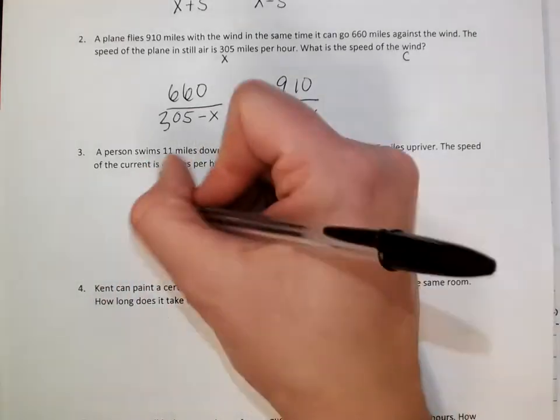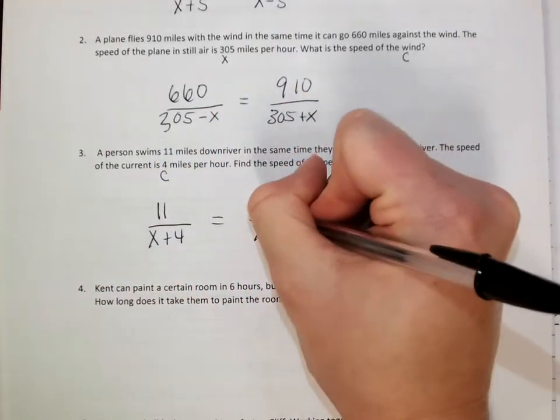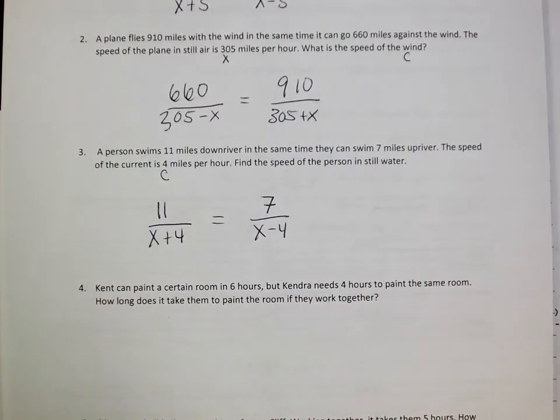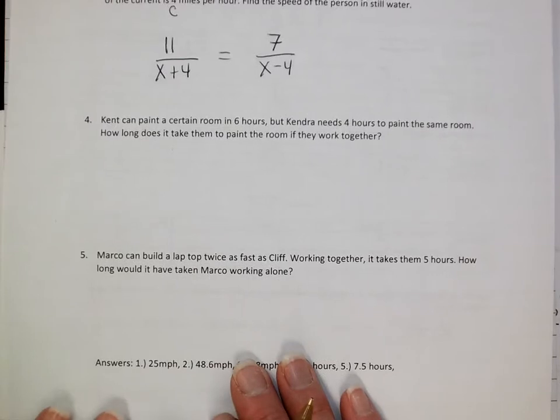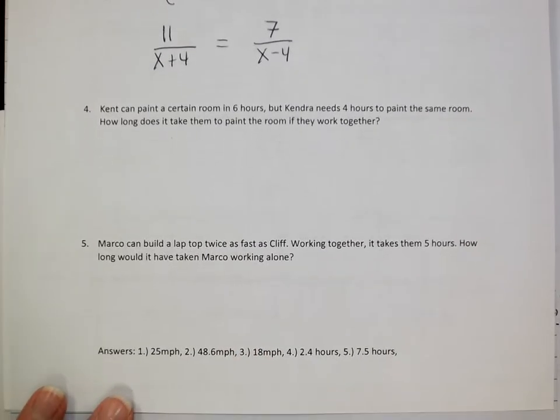Okay, remember, downriver, the current pushes you. Upriver, the current stops you. Again, you can solve that and check your answers. These last two are work questions, very similar to the first one. You should check that out and see if you can do it first.